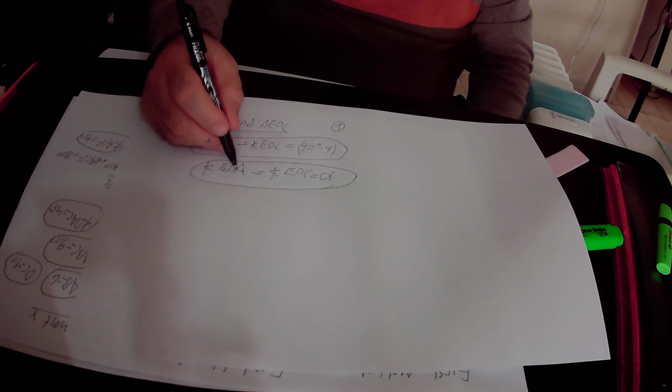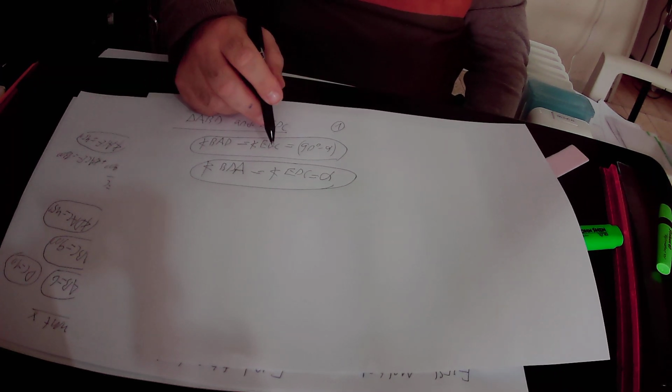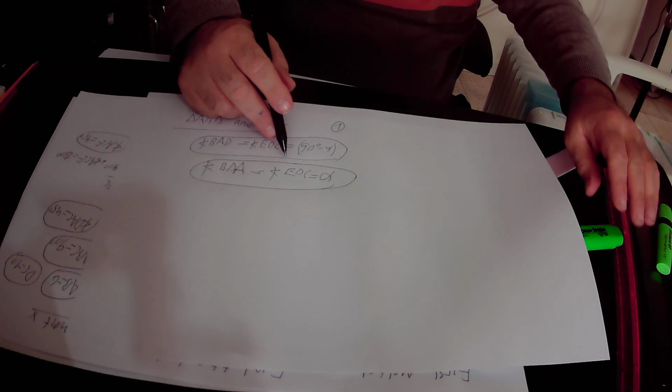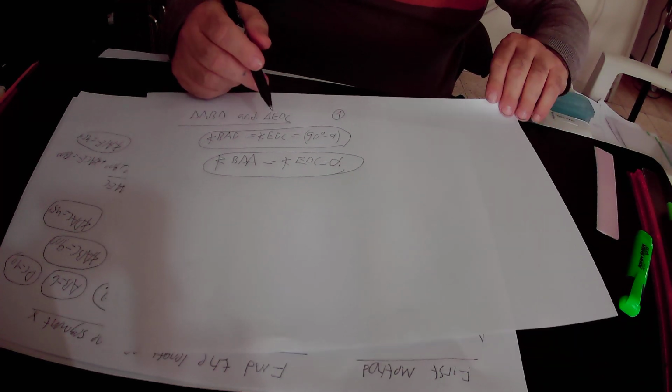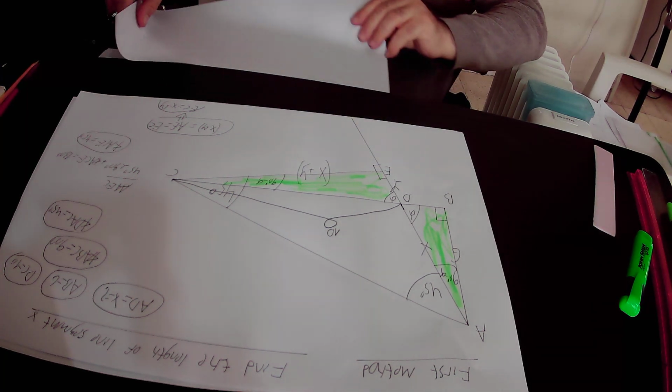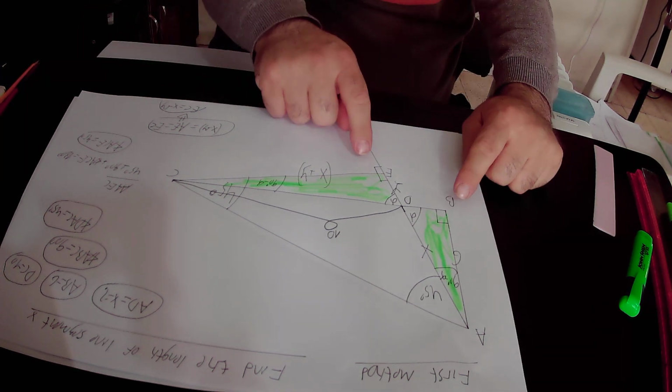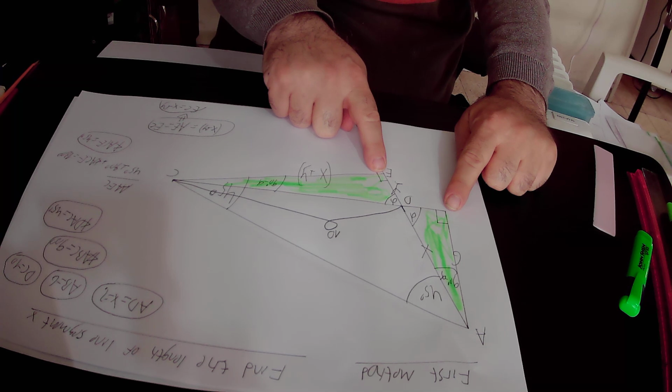Angle BDA is equal to angle EDC, and both angles are equal to alpha. And finally, those two angles are also equal to each other, they are equal to 90 degrees.